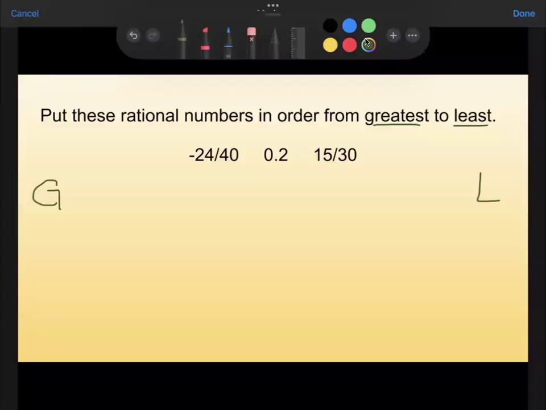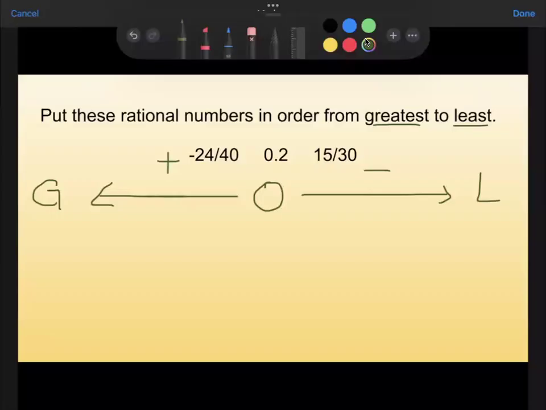So what I might want to do is put a little 0 here in the middle. That tells me where my positives and negatives go since I'm dealing with both. Least would be something less than 0, so a negative would be towards the least. And something greater than 0 is going to be positive. The reason I did that visually is because a number line goes from least to greatest, not greatest to least, so I flipped everything around to help myself.